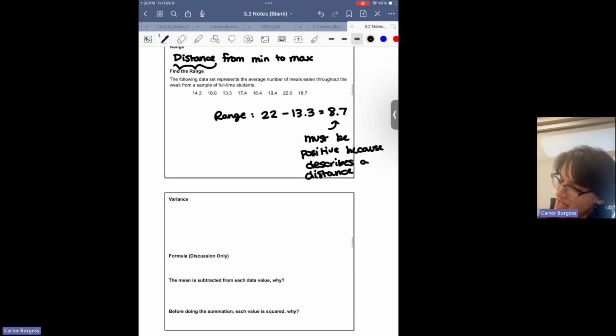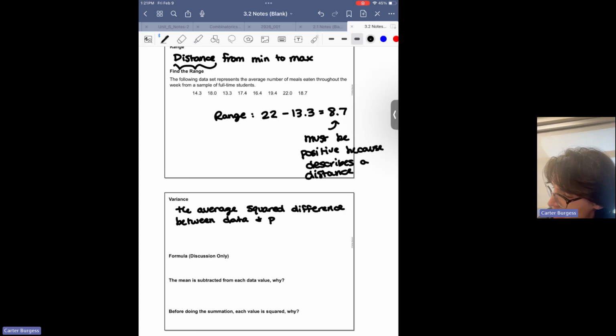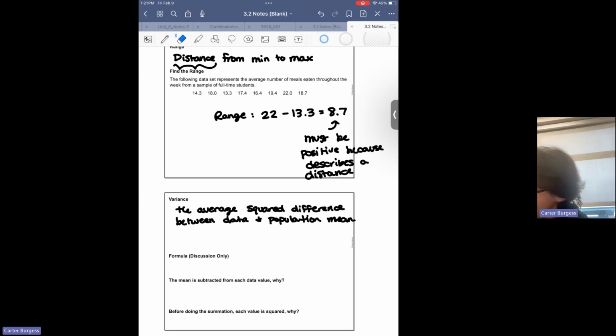And so when we are talking about variance, this is going to be the average squared difference between the data and the population mean. I guess technically it doesn't need to be the population, but the formula that we're going to look at is going to use the population mean here. Actually, population mean is fine, but I'm just going to say the mean.